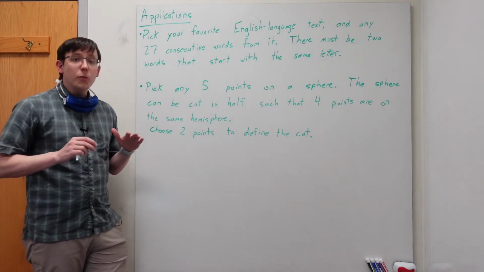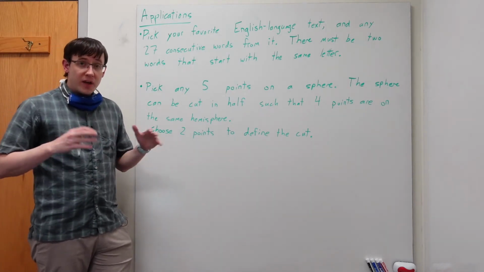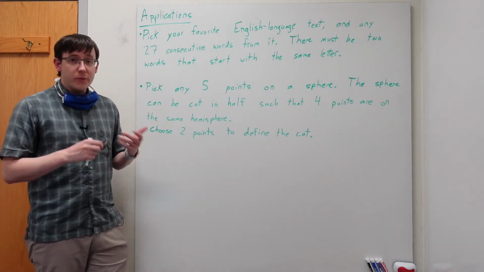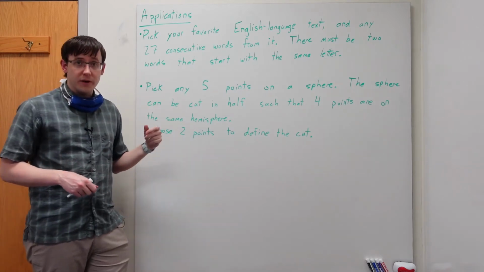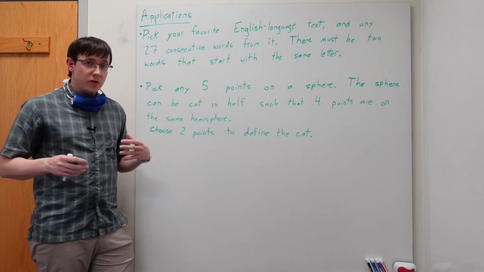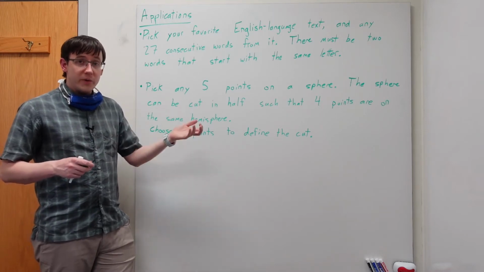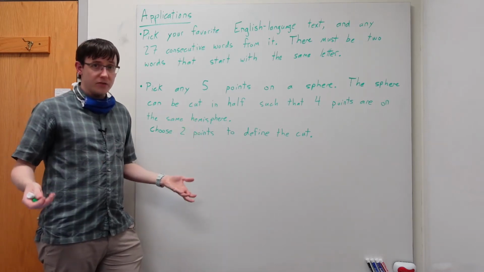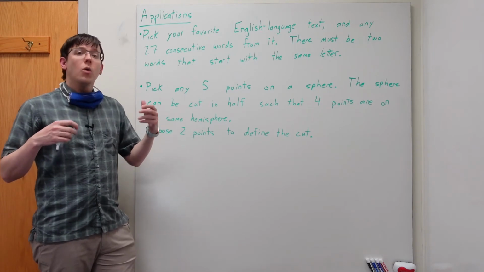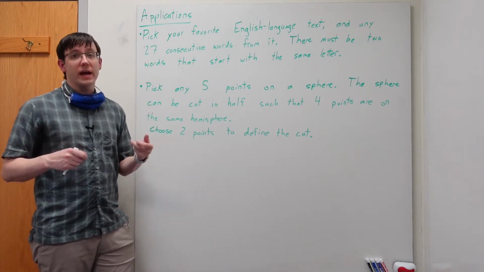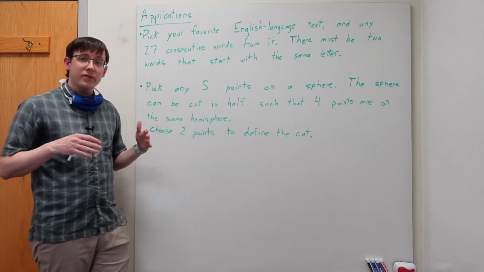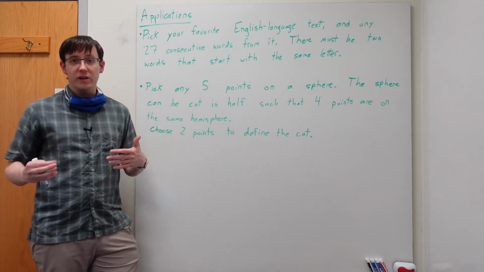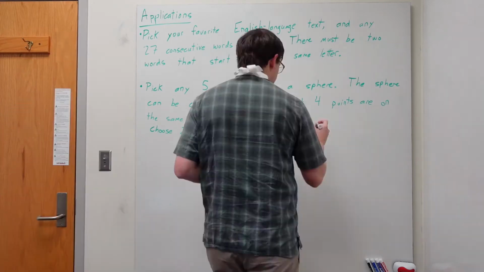And since those 2 points are in both hemispheres, then we have 3 points remaining that are spread across the 2 hemispheres. And so by the pigeonhole principle, with 3 points on 2 hemispheres, we must have one of the 2 hemispheres with at least 2 points. And so including the 2 points on the cut, we have 4 points on that hemisphere.